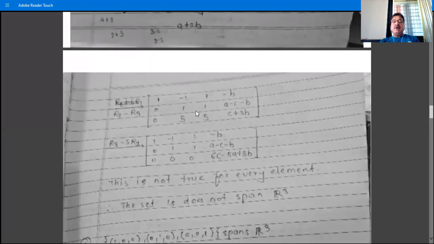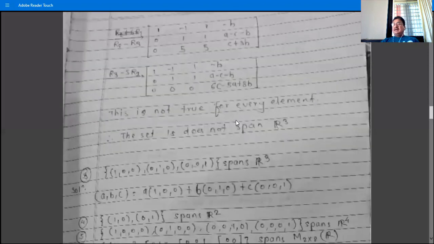And then we have to reduce this 5 to 0. So the operation is R3 minus 5R2. So we have 0, 0, and here we have 6c minus 5a plus 8b after R3 minus 5R2. Okay. And this is an echelon form. This is an echelon form.